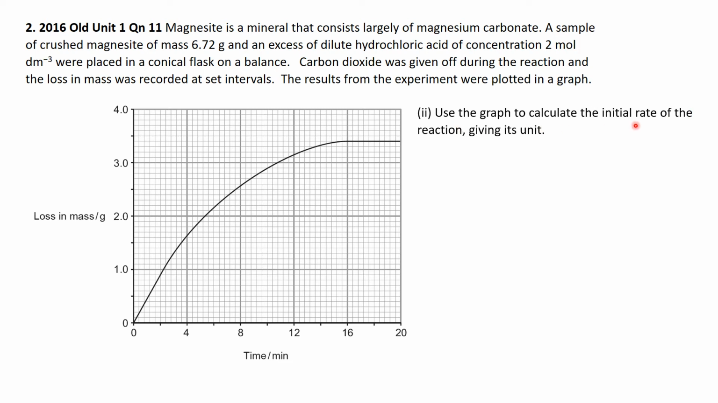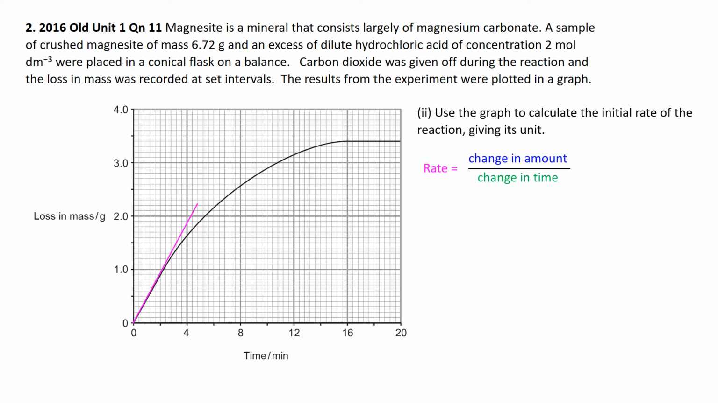Use the graph to calculate the initial rate of the reaction, giving the unit. Well, the initial rate is what's happening at the start. And the rate, of course, as an instantaneous rate, is the rate at a particular point. So you have to draw the tangent to the graph right there. So there's my pretty little pink tangent going up. Rate is change in amount over change in time.